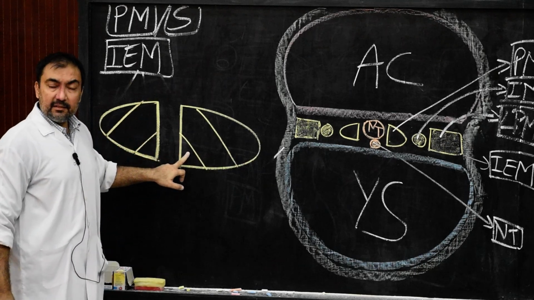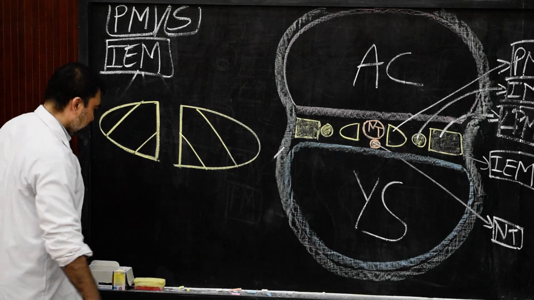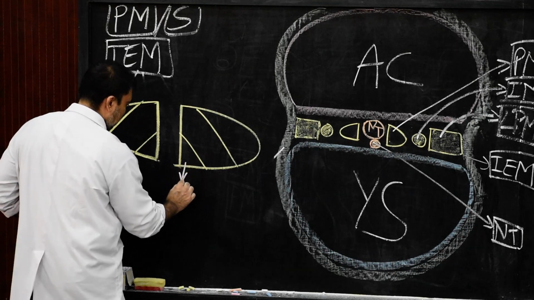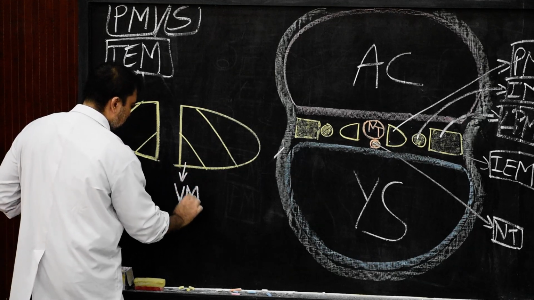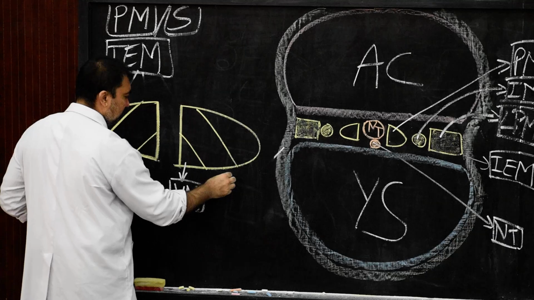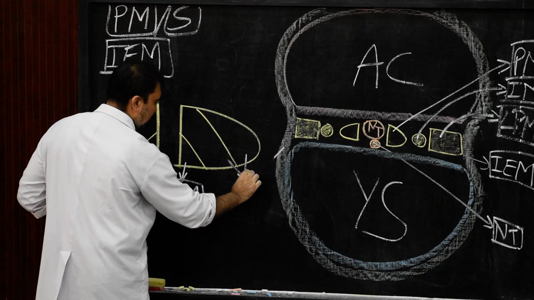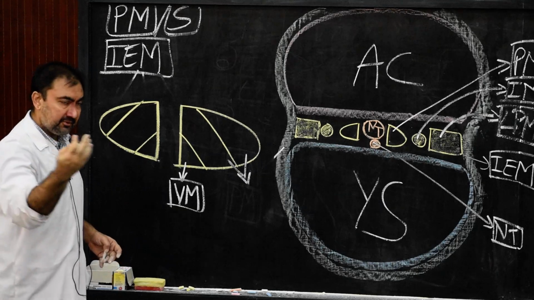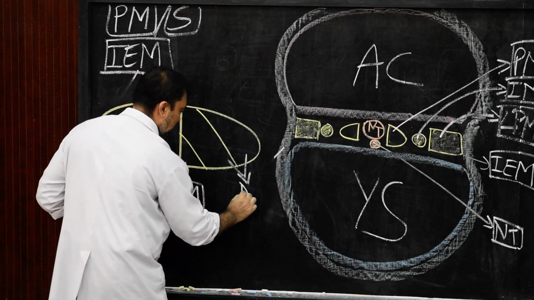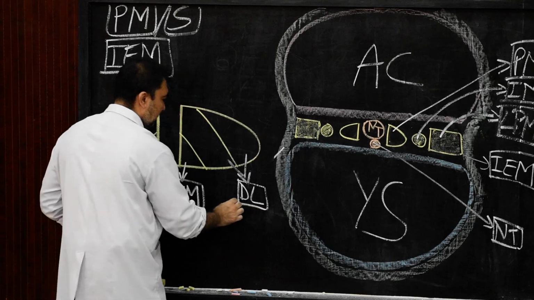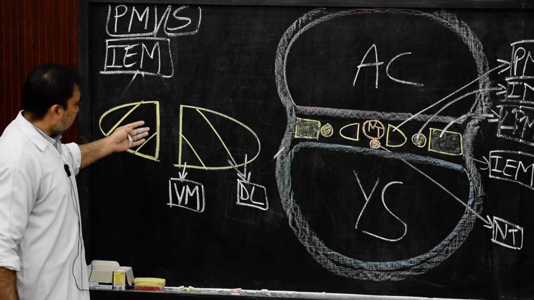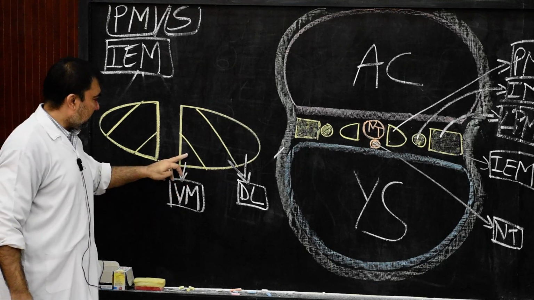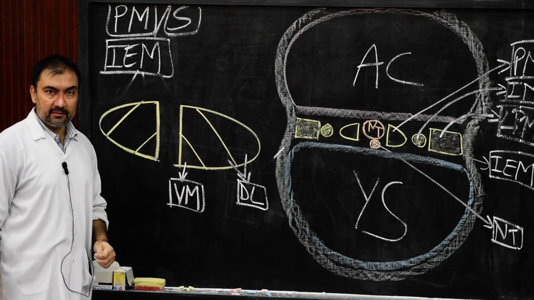One will be the ventromedial portion. So please note down, this is known as the ventromedial portion, and the other 2 portions are known as the dorsolateral portion. So please note down, dorsolateral portion. Now remember, this is one pair of somites out of the 44 pairs of somites. So ventromedial and dorsolateral pair.